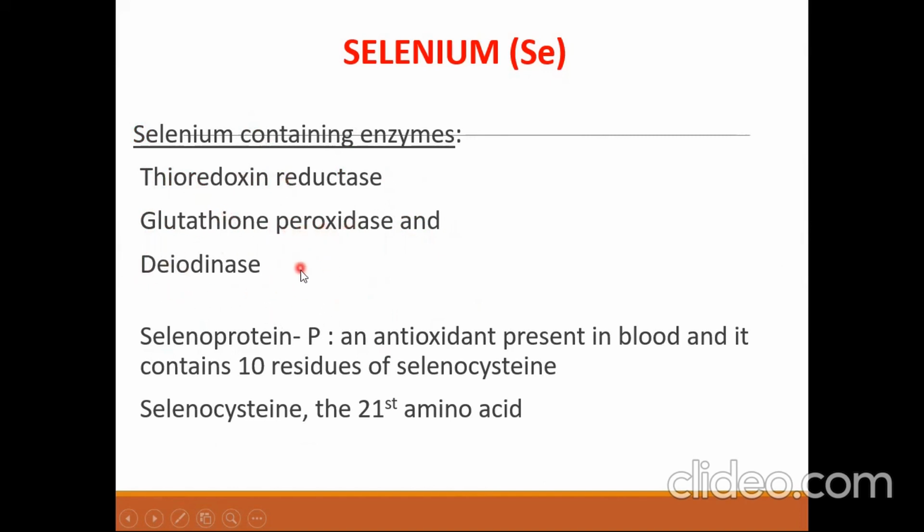In case of selenium deficiency, there will be defective deiodinase activity, and hence the patient presents with hypothyroidism. T4 cannot be converted to T3, and hence the patient presents with hypothyroidism. Also, there is a presence of selenoprotein, which is an antioxidant present in the blood, and it contains about 16 residues of selenocysteine. You know that selenocysteine is the 21st amino acid, and it is coded by the UGA stop codon, and this selenocysteine is incorporated into the protein during the biosynthesis.